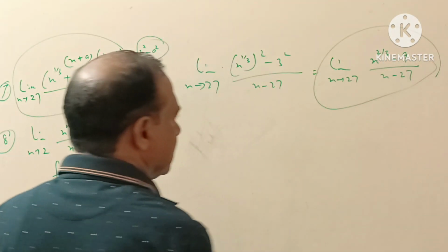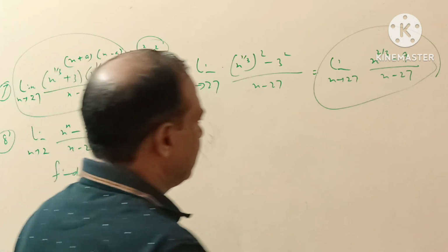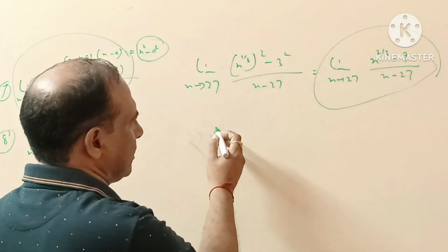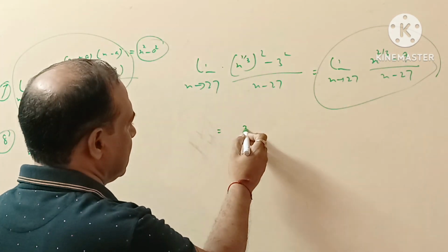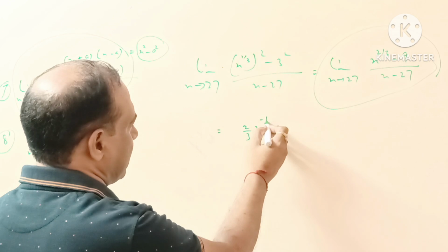This is the question. Now we have to do it. If we go with any method, we will get a very lengthy solution to this question. But simply what we can do here is just apply the limits. This is 2 by 3 x raised to power how much? Minus 1 over 3.